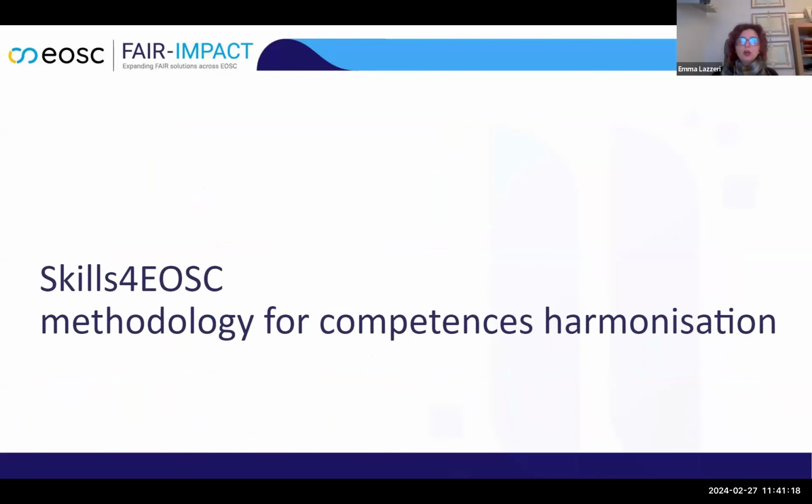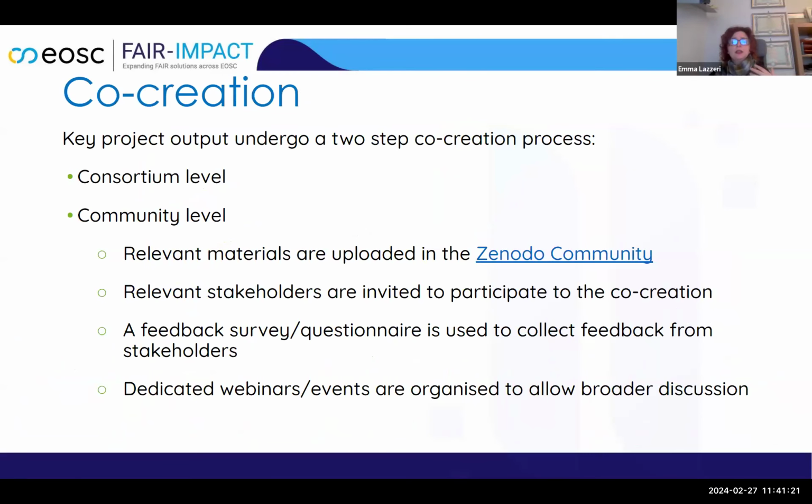So what is our methodology? The first important thing is that, as I was saying before answering Jorge's question, we have a co-creation mechanism in place. Every time we have a new project output, this undergoes a two-step co-creation process. First, at consortium level. Our consortium is very big. Let me remember, we have 46 partners, so it's already a good set of institutions and people working in the context. But then we open it up to the community.